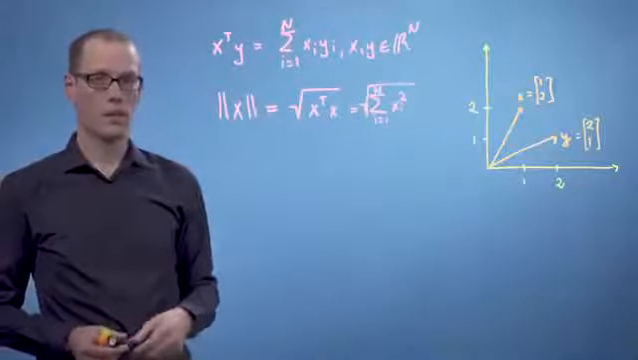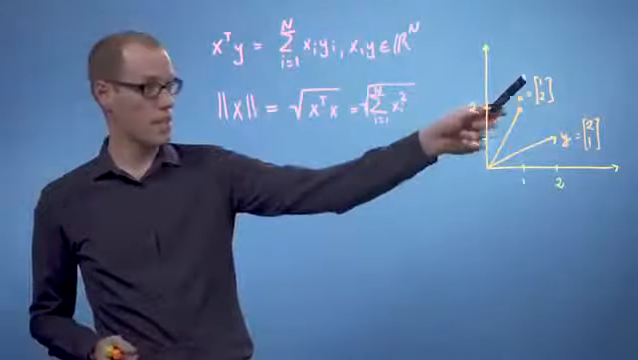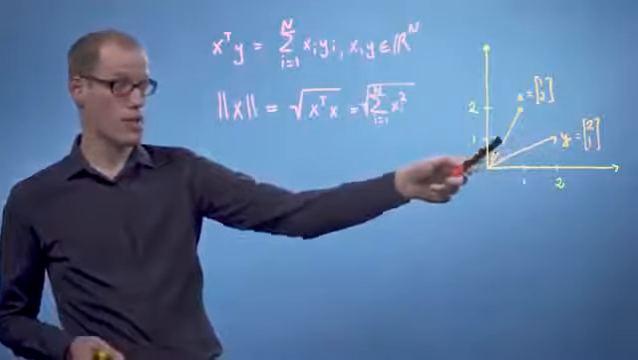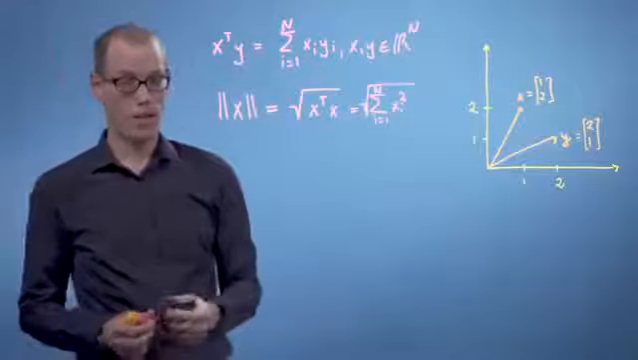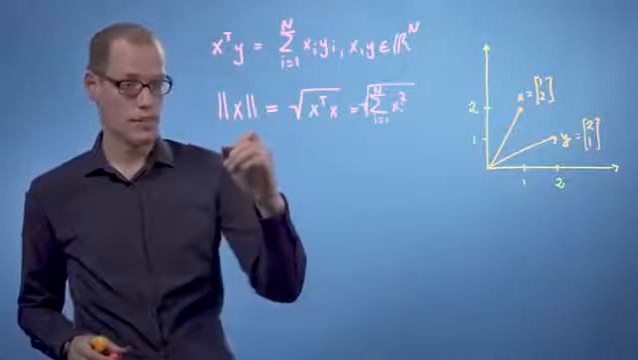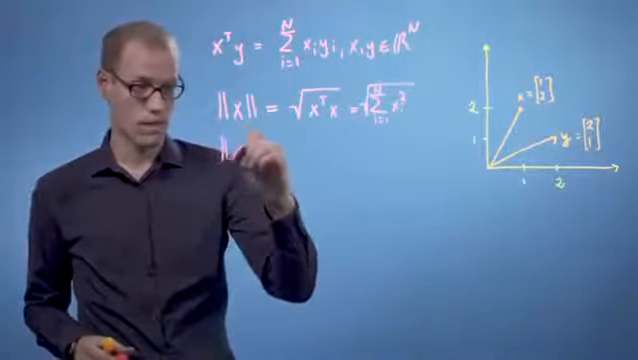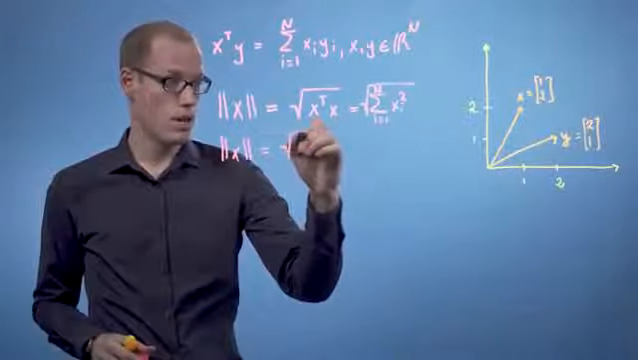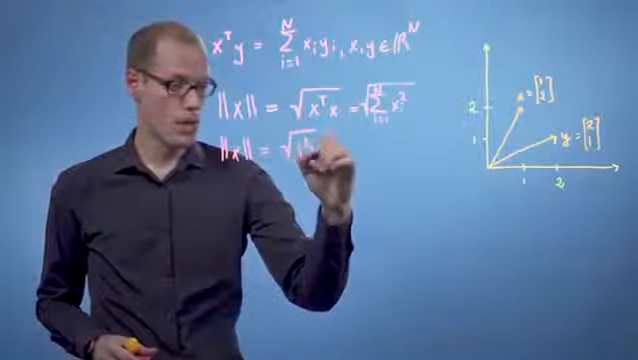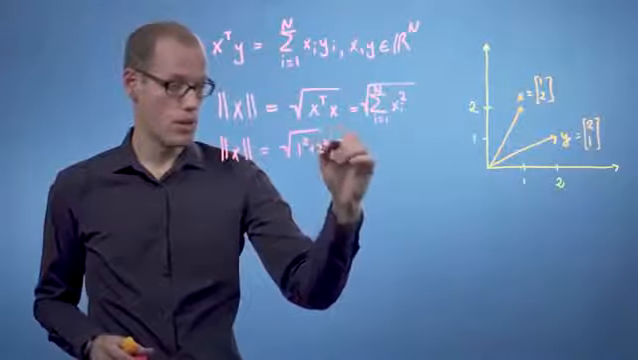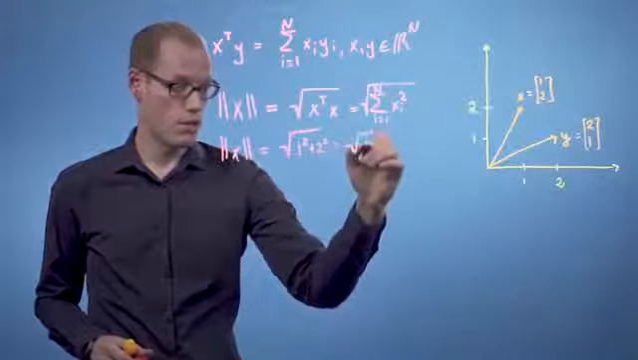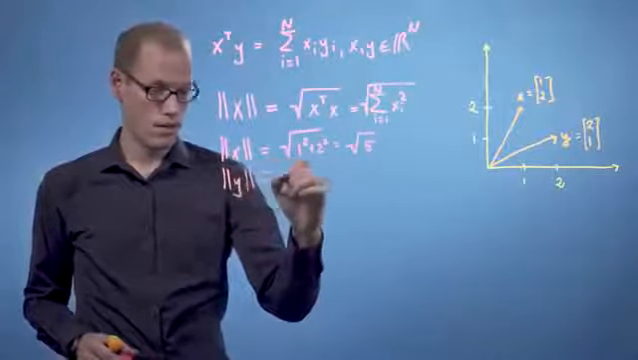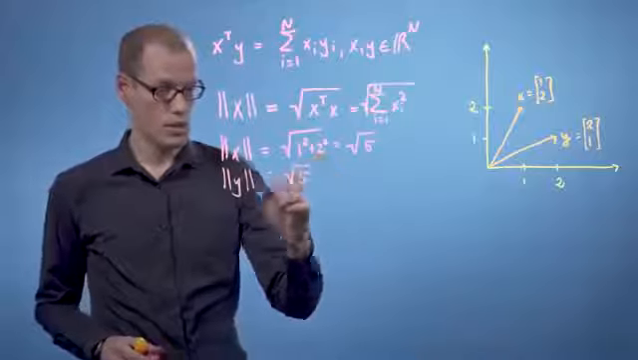Let's have a look at an example. We take a vector x as (1, 2) and a vector y as (2, 1) in a two-dimensional plane. Then we can compute the length of the vector x as the square root of 1 squared plus 2 squared, which is the square root of 5, and the length of y similarly is the square root of 5 as well.